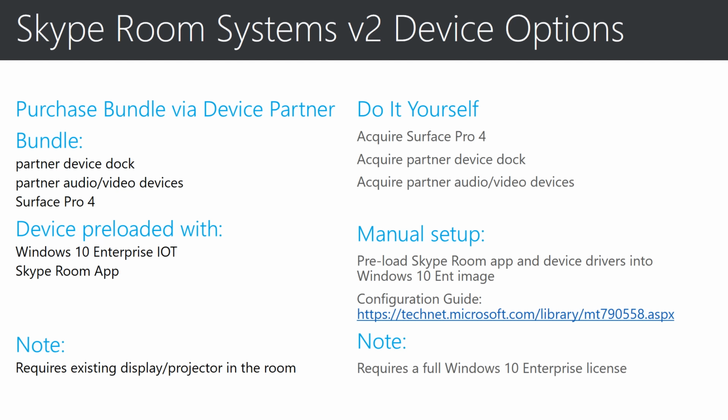What you can do is download the Skype Room System application and the configuration files that are used to lock down the device into a kiosk mode and build your own device. You can use the same imaging process with the Surface Pro 4 device that comes with the device bundle.